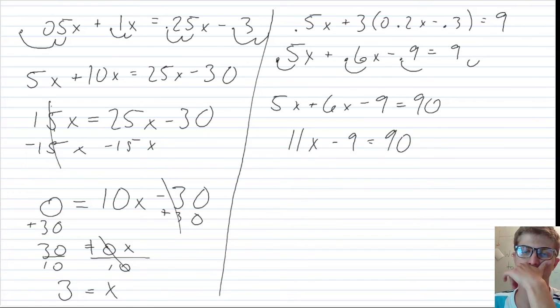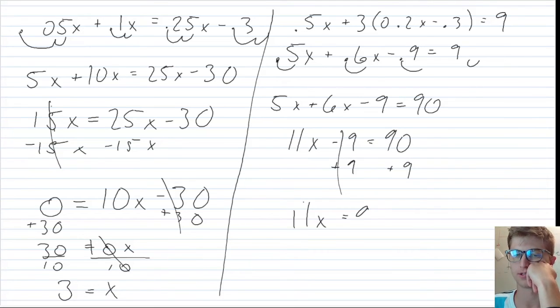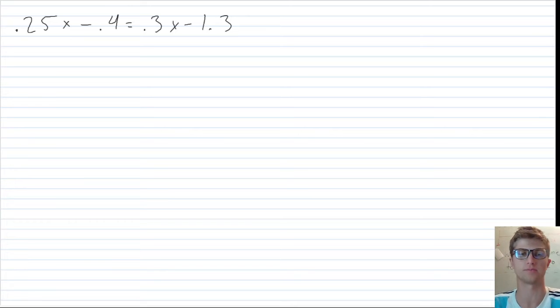What we do to one side, we'll do, well, opposite of subtraction by 9, addition by 9. What we do to one side, we'll do to the other. Cancel, 11x equals 99. Divide 11, divide 11, x equals 9. Great. And then last one of these problems.